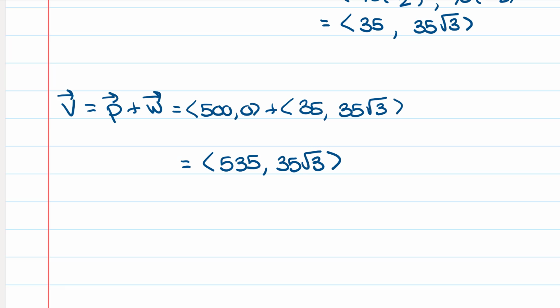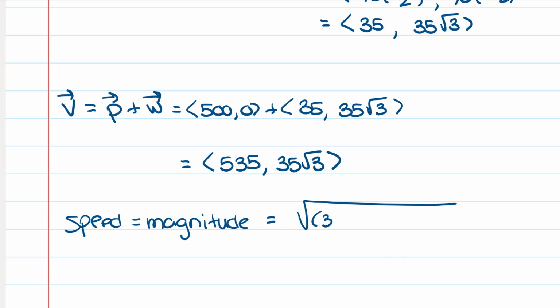So now what we want to do is find the speed and direction. Well, speed is just equal to the magnitude. And to find the magnitude, we just do the square root of the components squared. And then when I end up working that out, I get that this is about 538.423. So that's going to be the speed of my plane.